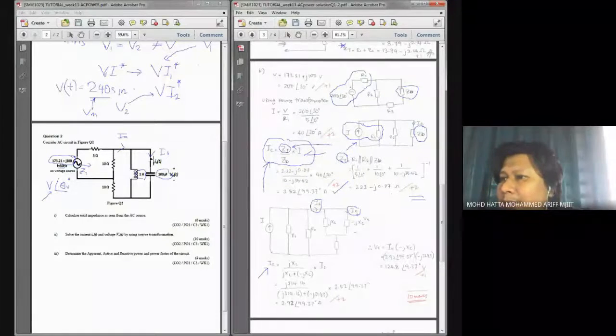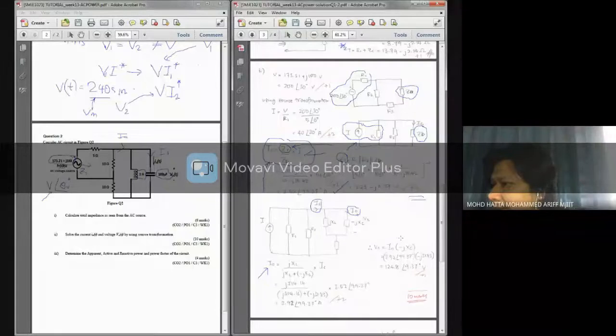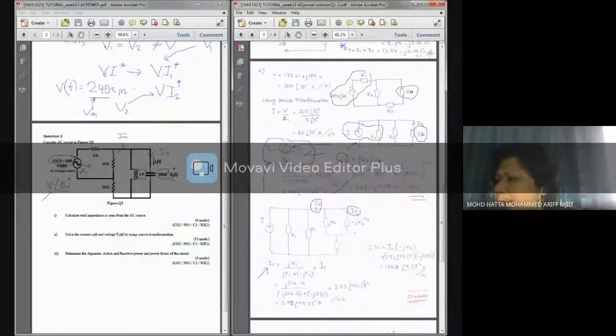And since I have the current value flowing through the element over here, it is easy for me to calculate the voltage drop across that element. This is basically simple Ohm's law, where I apply Ohm's law to calculate my voltage across jXC, or across the capacitor. So that will give us about 10 marks.